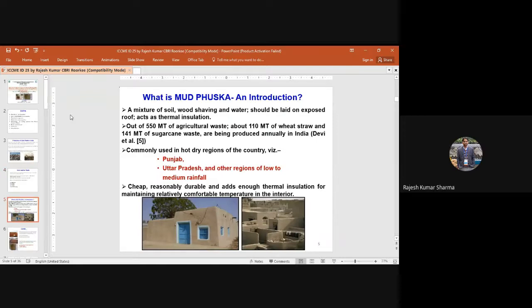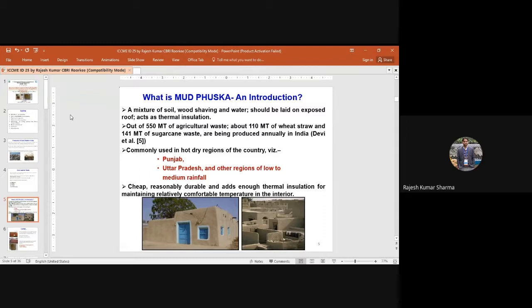Now, what is mud fuska? Mud fuska is a mixture of soil, wood shaving, and water. And this is not a new technique. This is an old technique, and it is made up of wood, wheat straw, bagasse, etc.